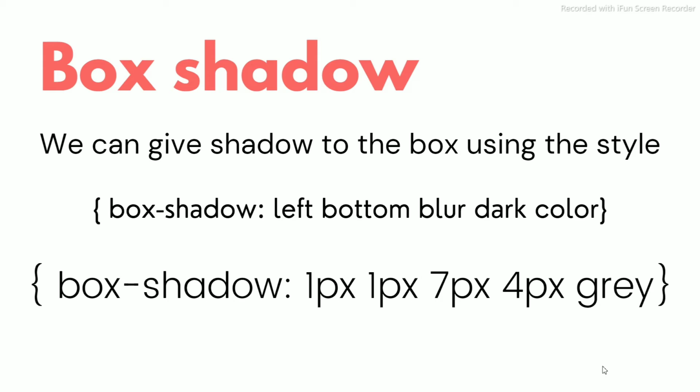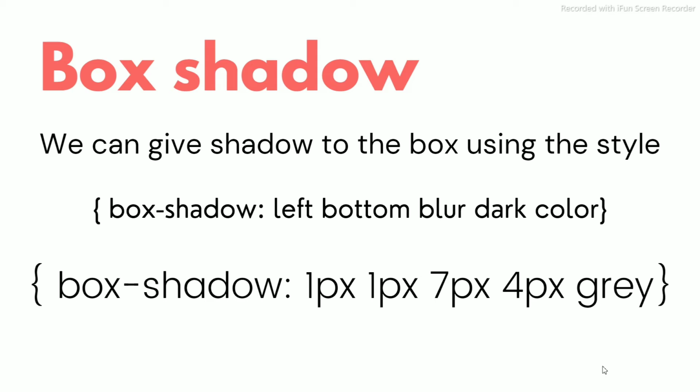Well, box shadow has 4 values and a color. What are the 4 values? The first value is for the left side, the second value is for the bottom side, the third value is for the blur, the fourth value is for the dark, and the fifth value is the color. When we are using the values, they must be in pixels or in percentage. Probably we use pixels.